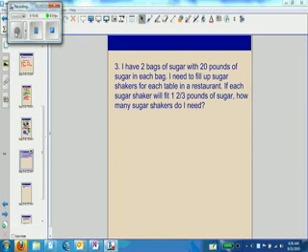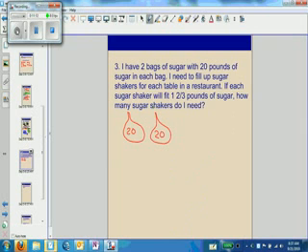I have 2 bags of sugar with 20 pounds of sugar in each bag. I need to fill up sugar shakers for each table in a restaurant. So if each sugar shaker will fit 1 2/3 pounds of sugar, how many sugar shakers do I need? Okay, so I have 2 bags of sugar, so I'm going to draw my 2 bags of sugar, my lovely drawing skills. And in each bag, there are 20 pounds of sugar.